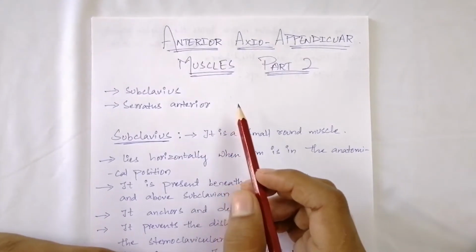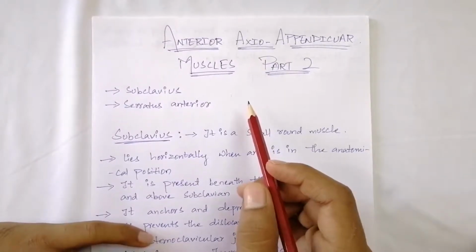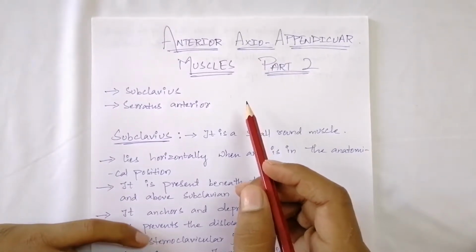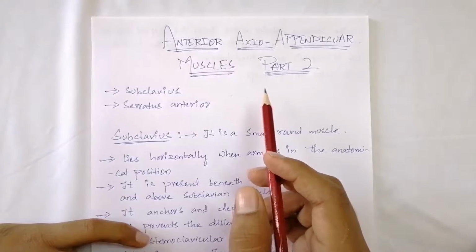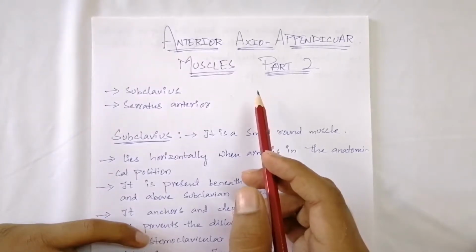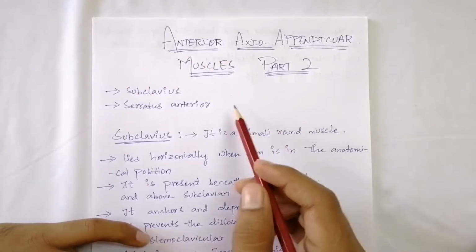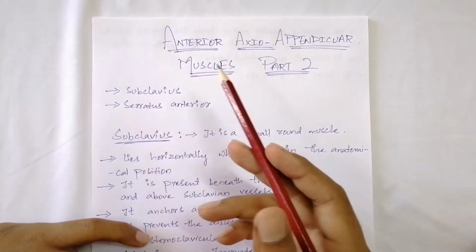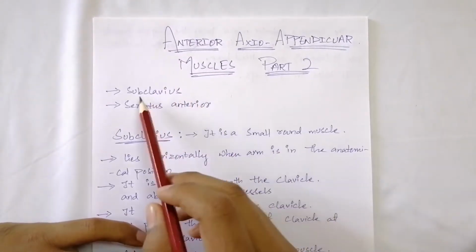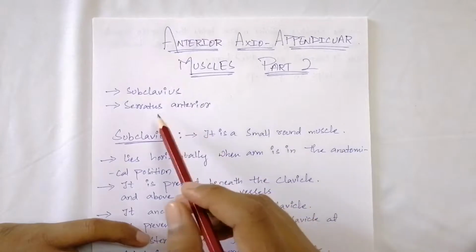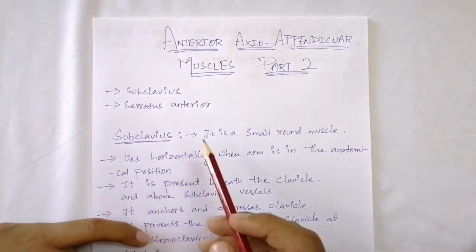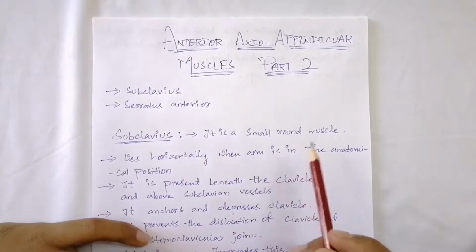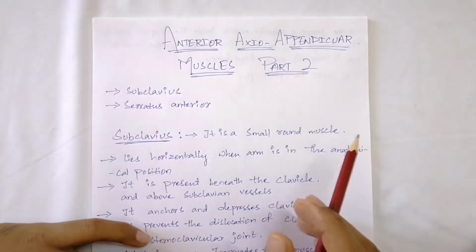Today's topic is anterior axio-appendicular muscles, the continuation of the previous video that we made on anterior axio-appendicular muscles. In that we discussed pectoralis major and pectoralis minor, but the continuation is here, and it speaks about subclavius and serratus anterior muscle, which we left in the last video. So without wasting much time, let's get started.